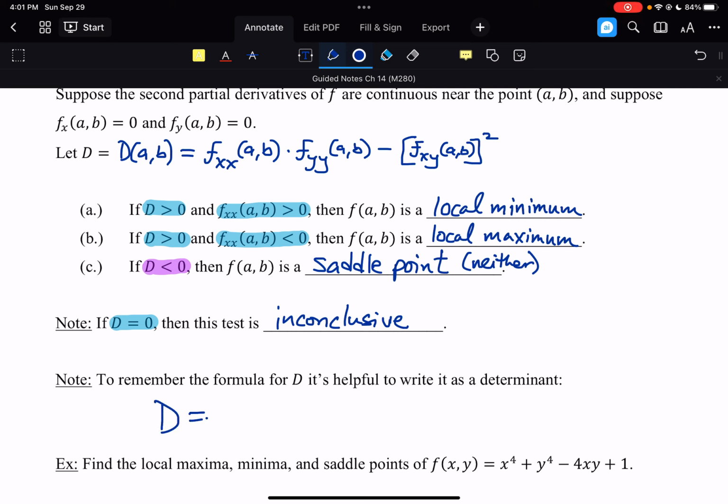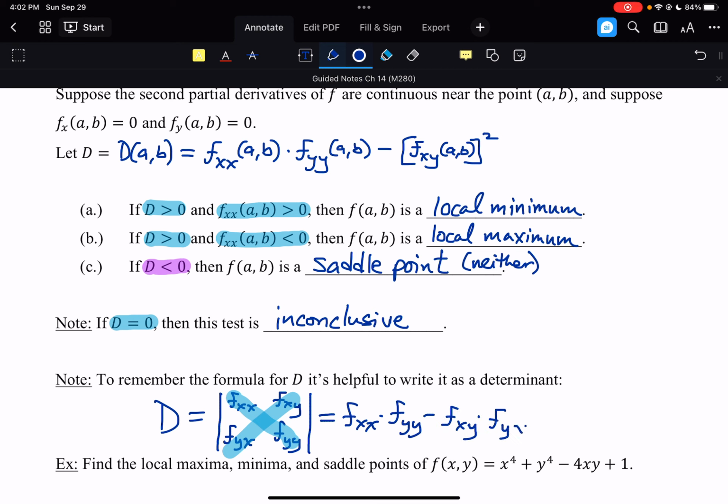So we can set up D as a 2x2 determinant, a little 2x2 grid here with fxx, fxy, fyx, fyy. And if you recall, to take the 2x2 determinant, we do AD minus BC. So we get fxx times fyy minus fxy times fyx.